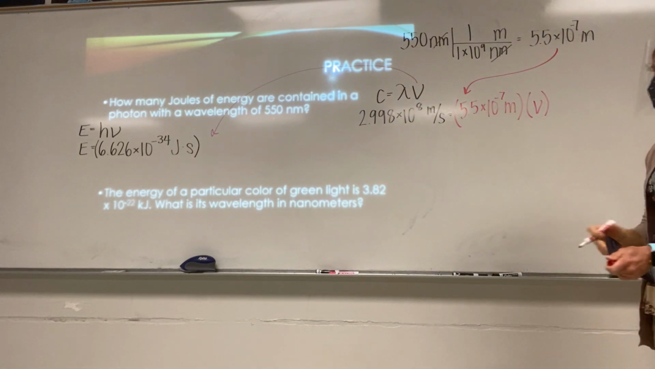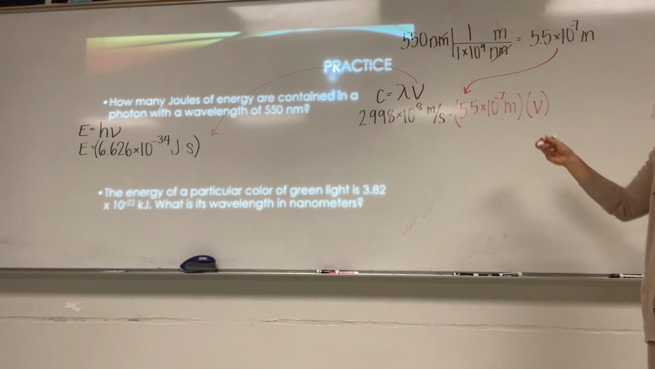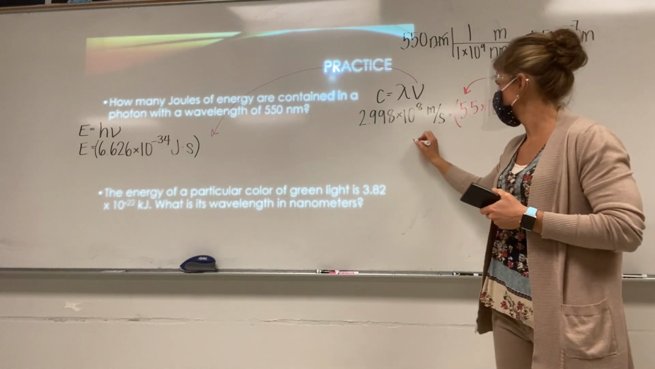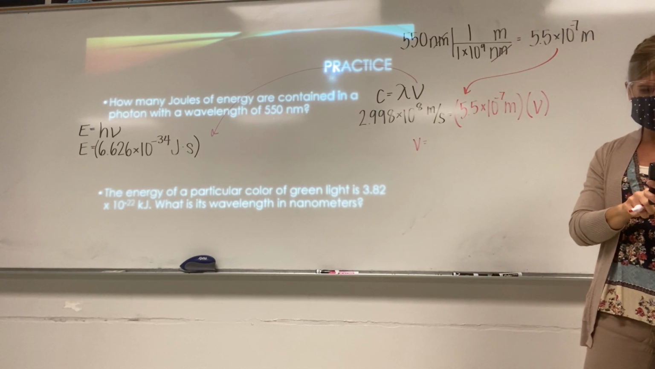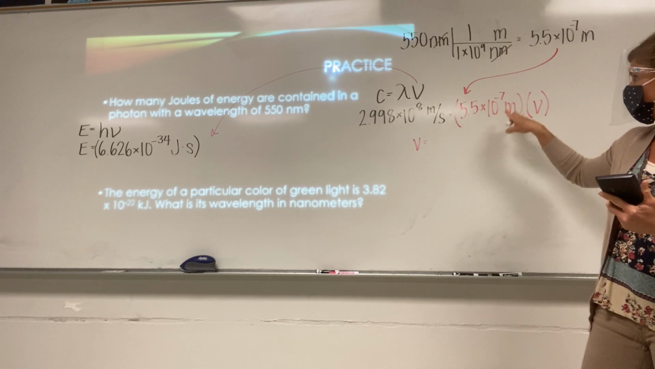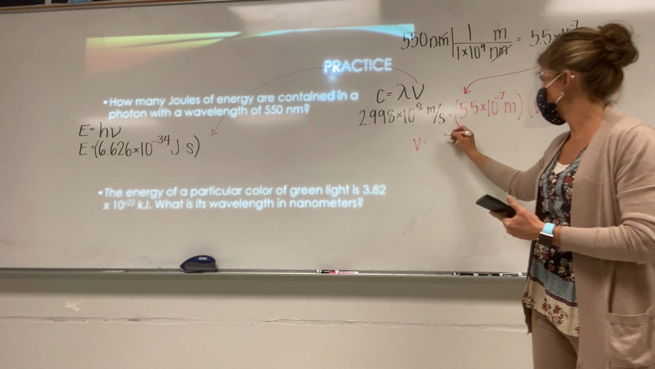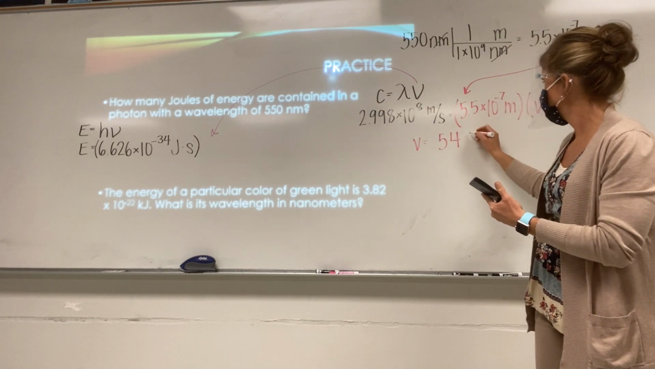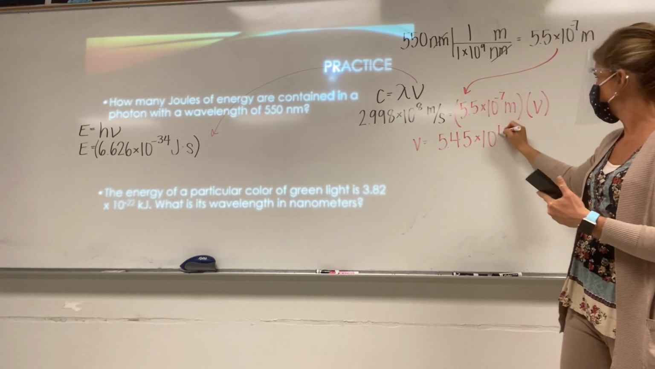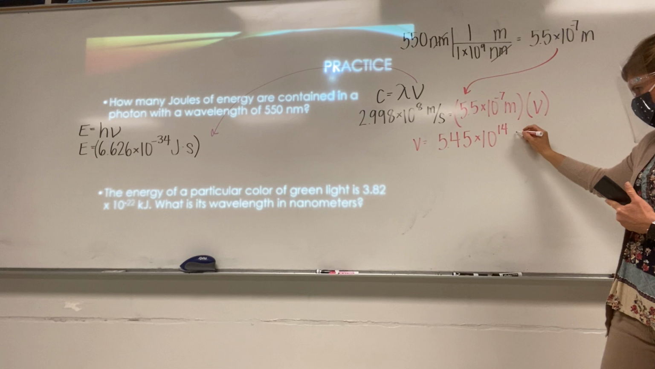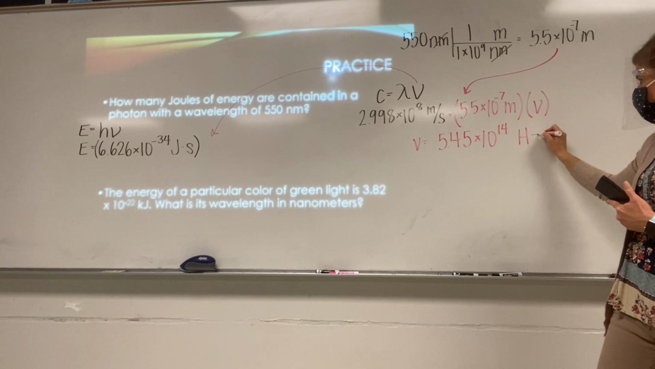I do not know my frequency. That's what I'm solving for. So how do we solve for frequency? Divide by my wavelength, right? So I get 2.998 e to the 8th divided by my wavelength. That gives me my frequency, 5.45 times 10 to the 14th. What are my units for frequency? Hertz, very good.